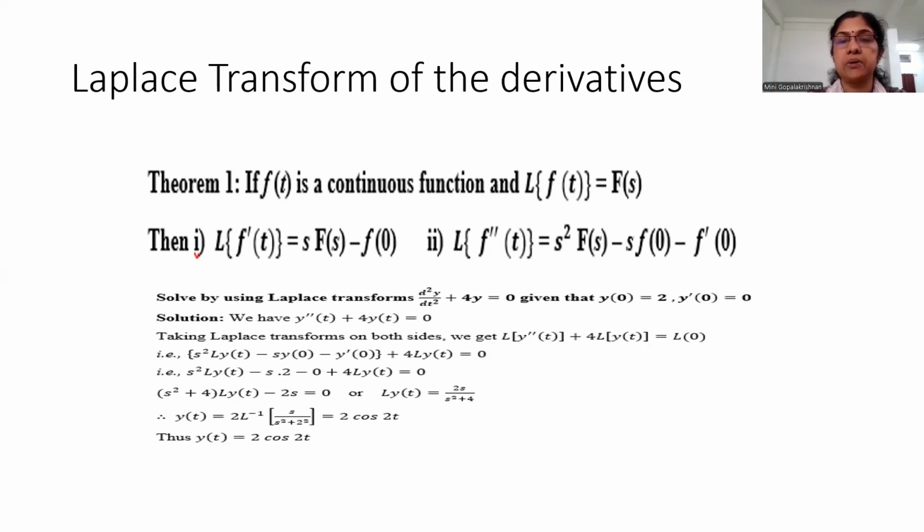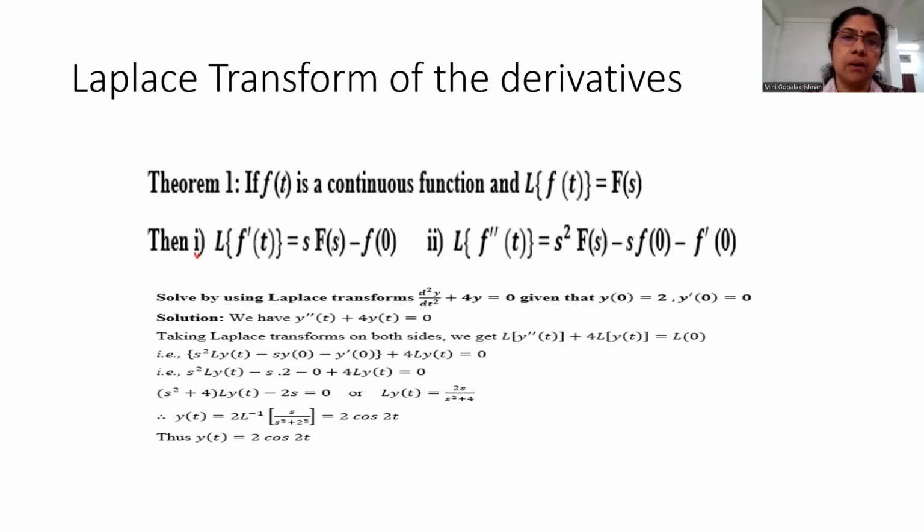Now, what is the Laplace transform of the second derivative? L of f double dash t will be s square F of s minus s f of 0 minus f dash 0. So, please notice that all the functional values, f of 0, f dash 0, will come into picture. So, when we take L of f triple dash t, all these values again will come. These are the Laplace transforms of the first derivative and second derivative.